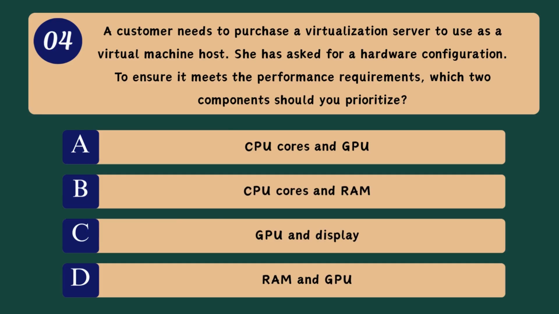Question 4. A customer needs to purchase a virtualization server to use as a virtual machine host. She has asked for a hardware configuration. To ensure it meets the performance requirements, which two components should you prioritize? A. CPU cores and GPU. B. CPU cores and RAM. C. GPU and display. D. RAM and GPU.